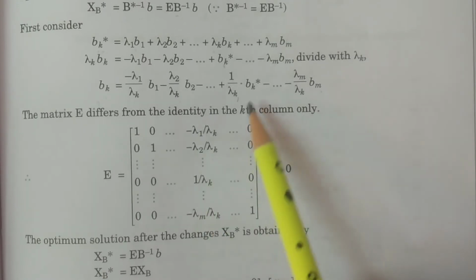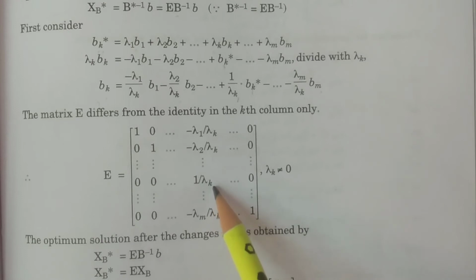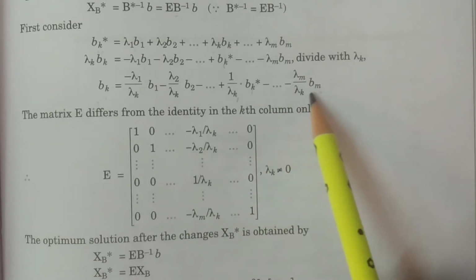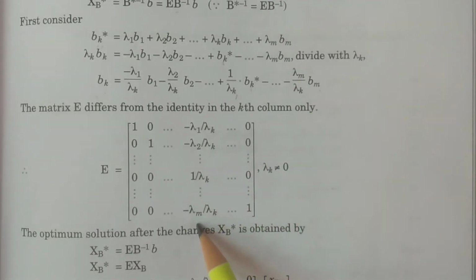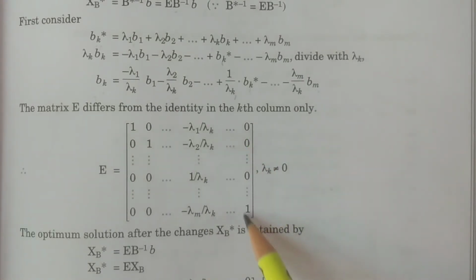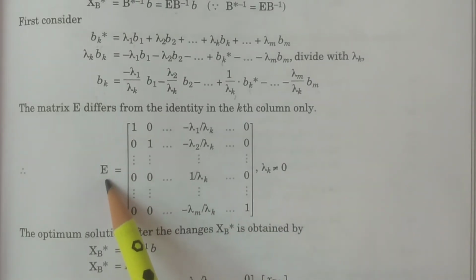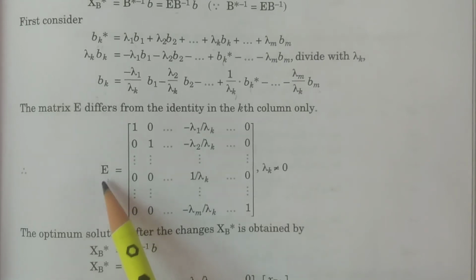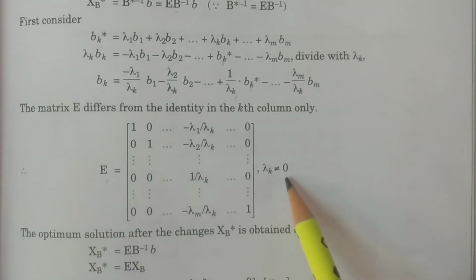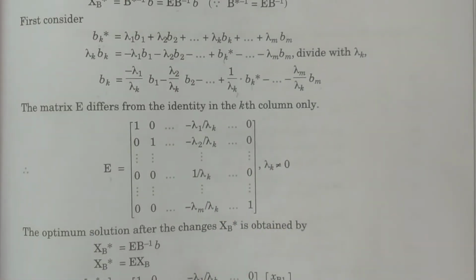Here 1 by lambda k is the coefficient of bk, and so on, minus lambda m by lambda k, which multiplies the bm coefficient, and then 0 0 0 and 1. So this is the identity matrix E, which I am considering in the basis, where lambda k is not equal to 0. If lambda k is 0, then the entire problem will not exist. So lambda k is not equal to 0.